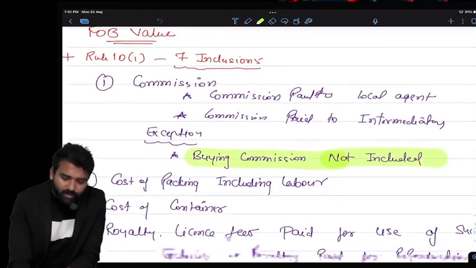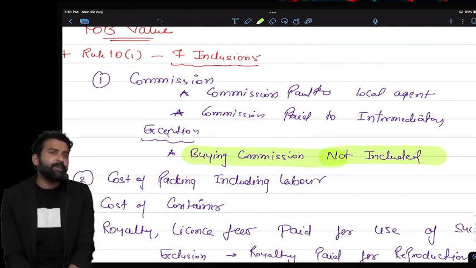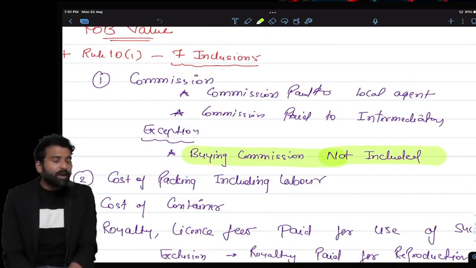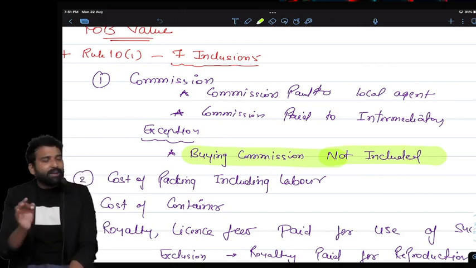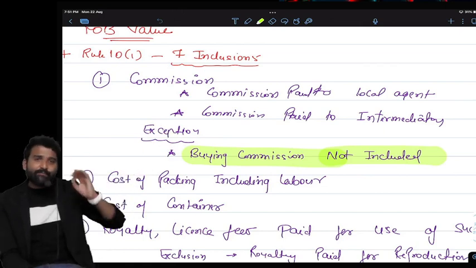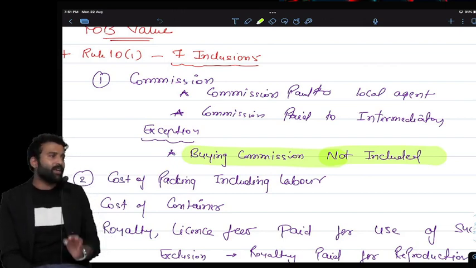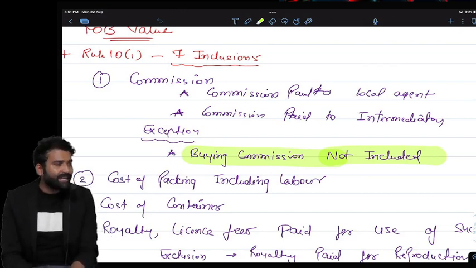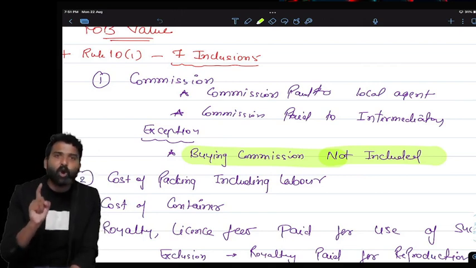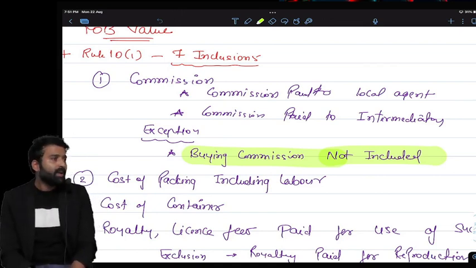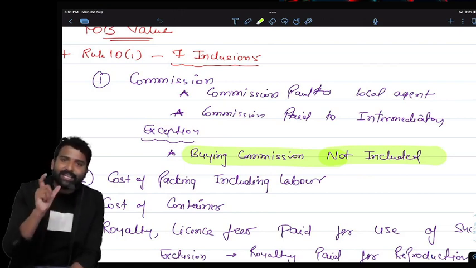First addition, I have to add the commission. If I paid any commission for the purpose of import, for importing such goods, to the agent, whether the agent is in India or abroad, it doesn't matter. Then I have to add that commission in the value of the goods. So commission will be added to the FOB value, but there is one exception. Only one kind of commission will not be added, and that is called buying commission. Except buying commission, all the other commission will be added while calculating the CIF value.